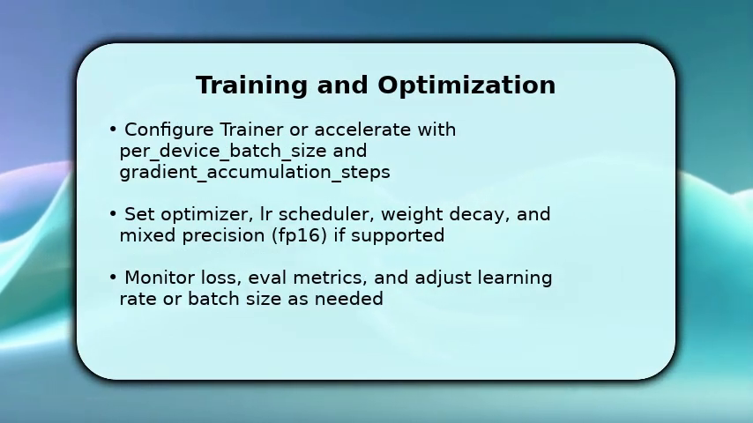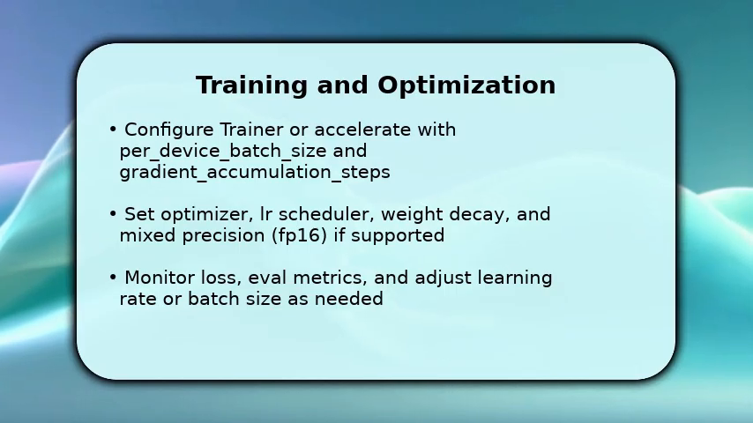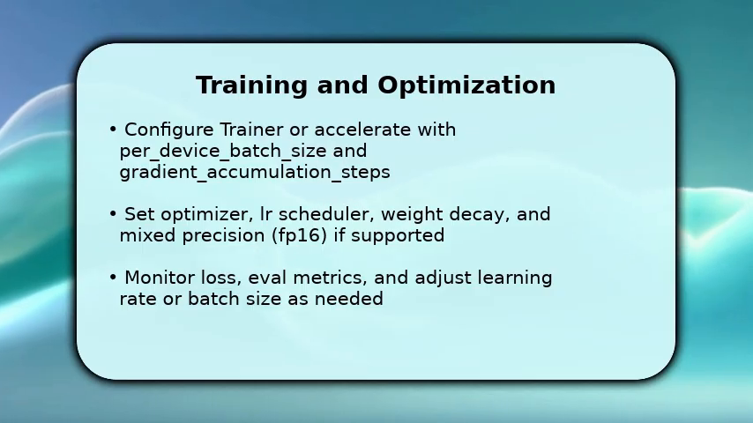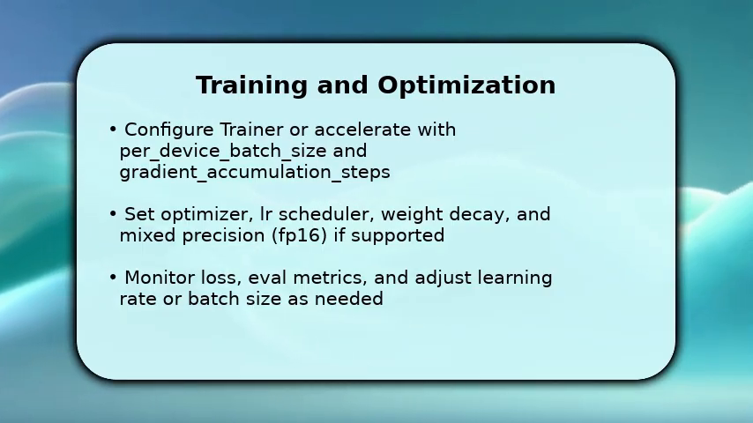Now you run the core fine-tuning loop. Create a trainer or use accelerate with data loaders, set per-device batch size and gradient accumulation to simulate larger batches, and enable FP16 for speed if your GPU supports it.